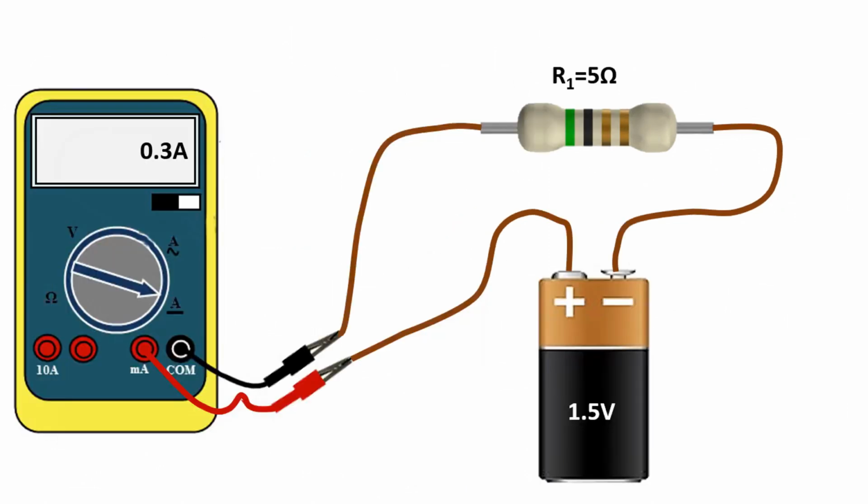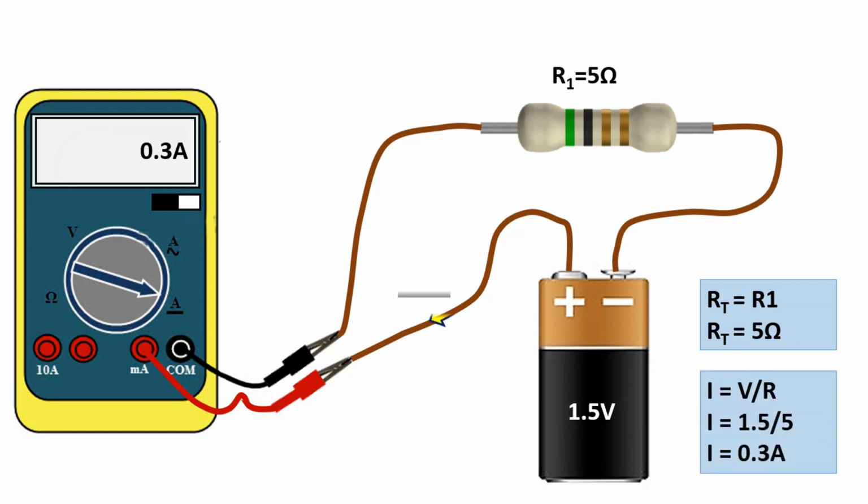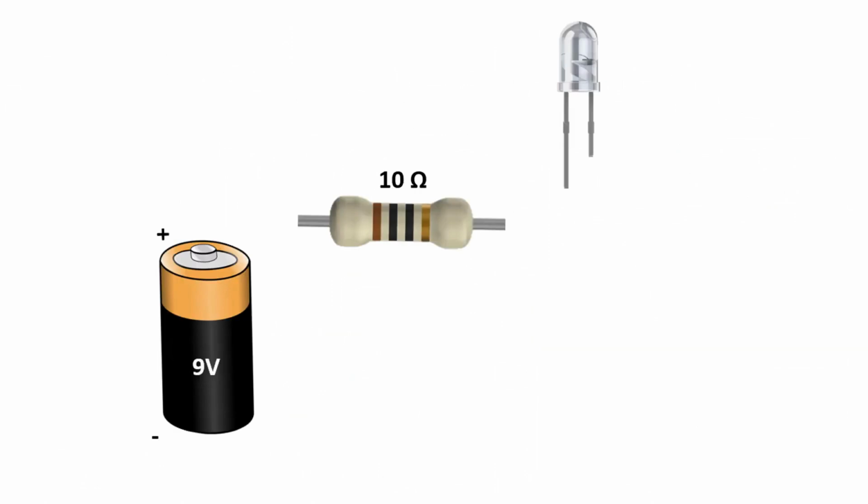We can find the same result by measuring the current flowing through the circuit with the help of a multimeter. In the ammeter function, when we connect the multimeter in series with the circuit, we can measure the value of 0.3 amps. This example will be very useful for us to understand the relationship between resistance and current.